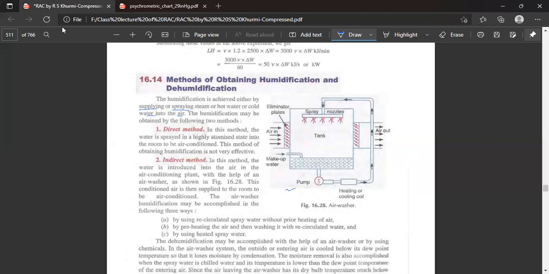So it can be accomplished by the following three ways: by using recirculated spray water without prior heating of the air, by preheating the air and then washing it with recirculated water, and by using heated spray water.